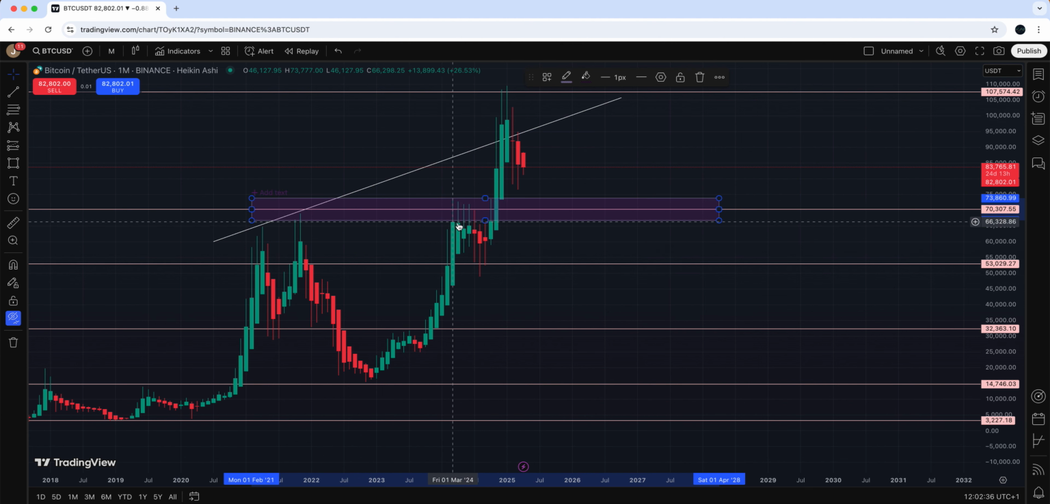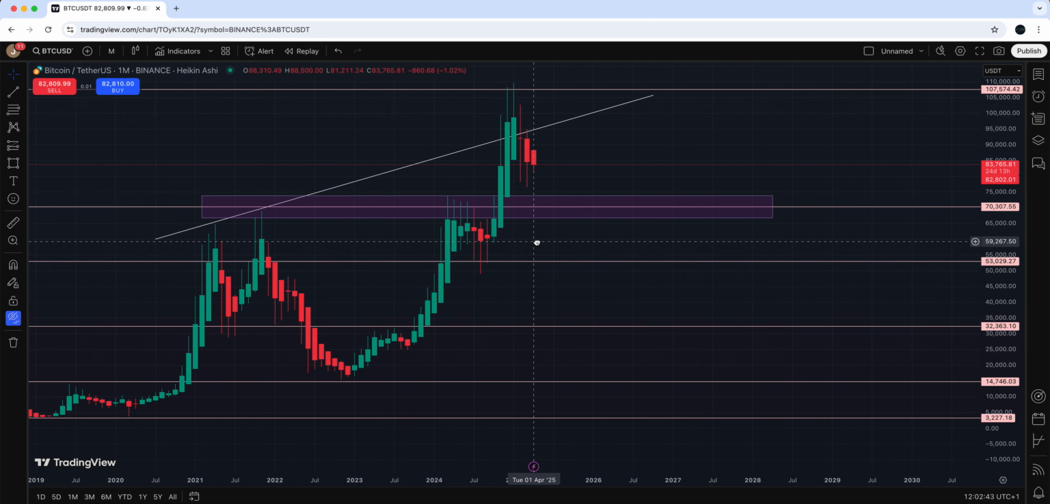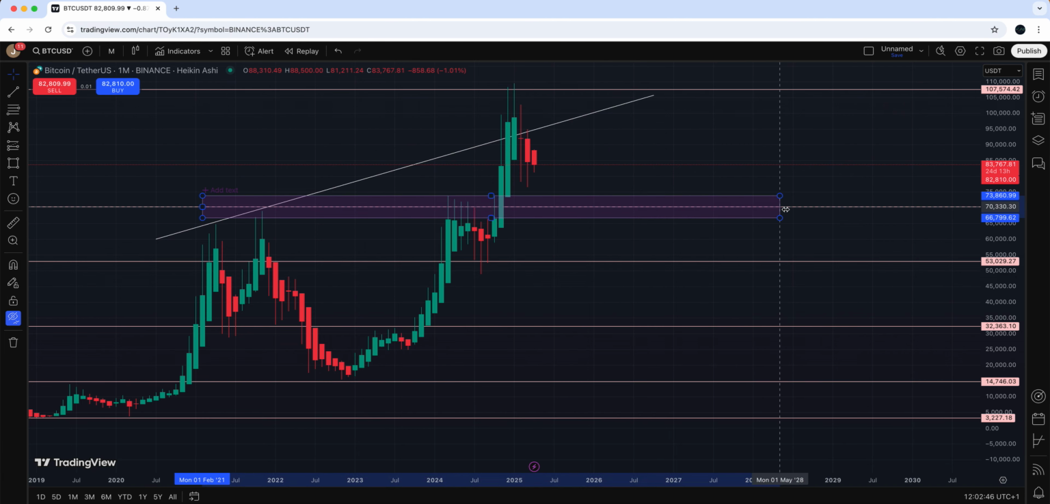can you see the body close here, body close here, body close here? So these bodies are closing quite close to where I've expanded that triangle. So that's a zone you could draw out.